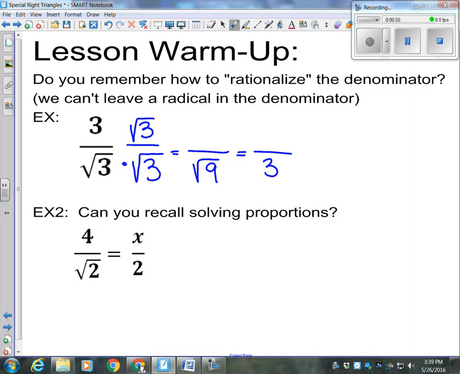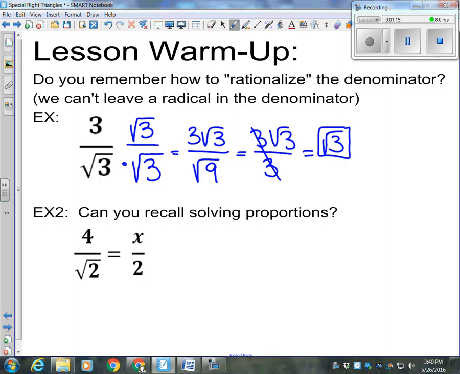3 on the outside times square root of 3 is 3 square root of 3. And then 3 square root of 3 over just a regular 3, I can cancel, and I end up with square root of 3 as my final answer. So don't forget that what you need to do is try to rationalize denominators. We don't like to see square roots left in the denominator.